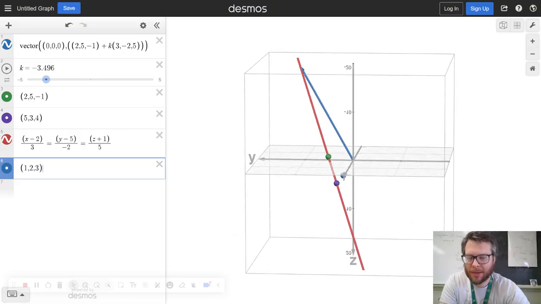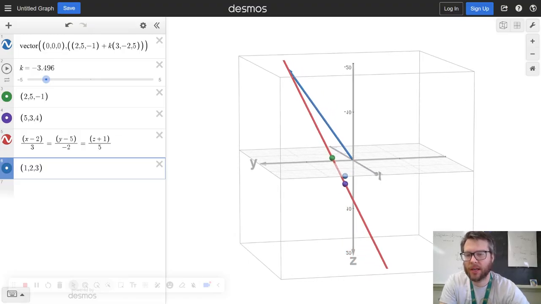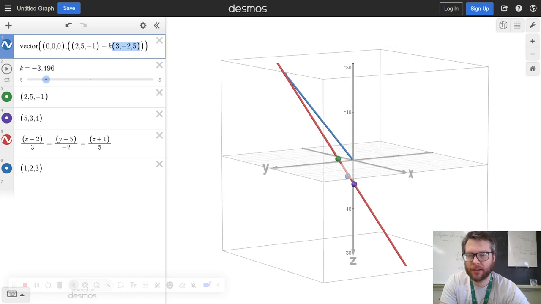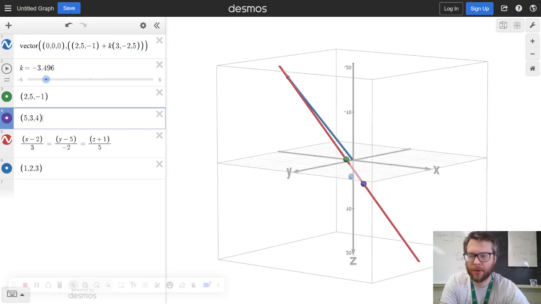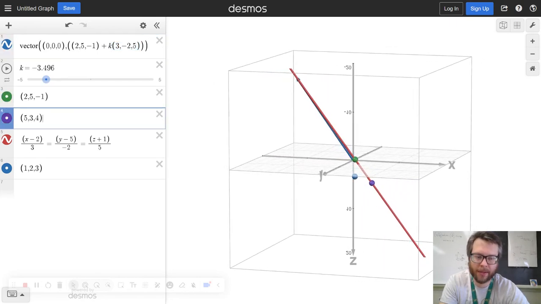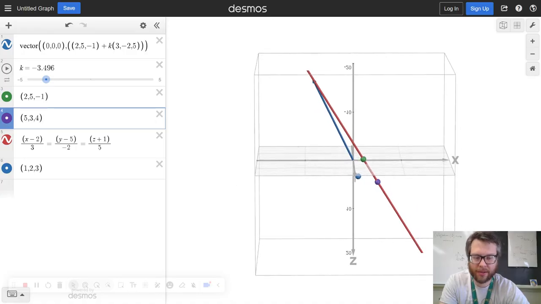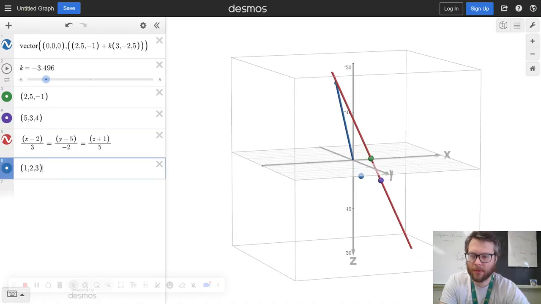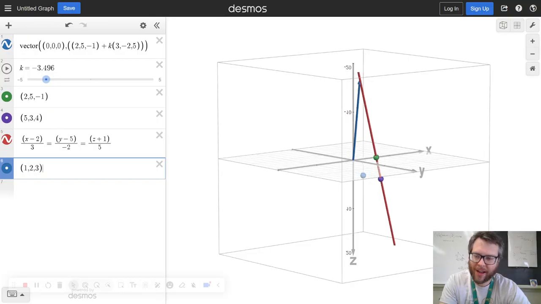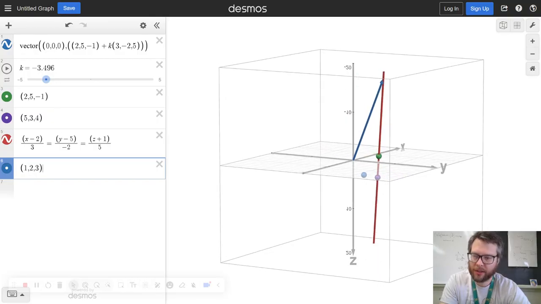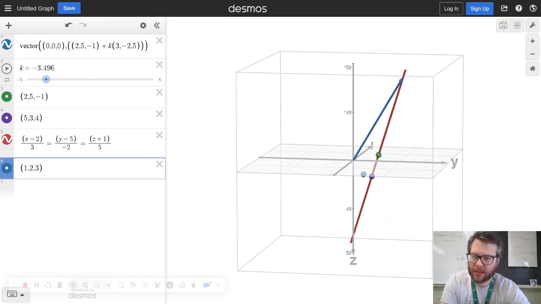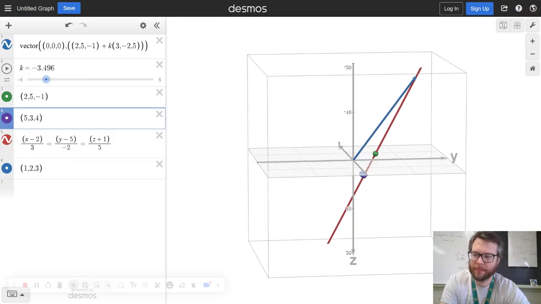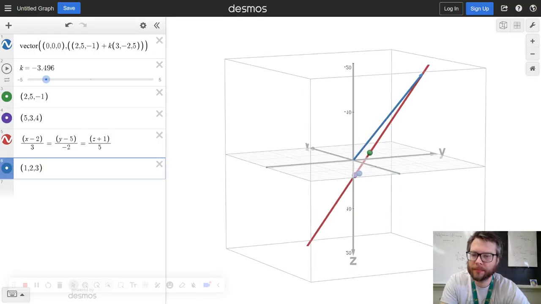When I wanted my vector to trace everything out on the line, I added one direction vector that connected point A to point B, my green point to my purple point. Now I'm going to add a direction vector that connects to point C. I could either use the direction vector that goes from A to C, or I could go from B to C. Let's just do A to C.